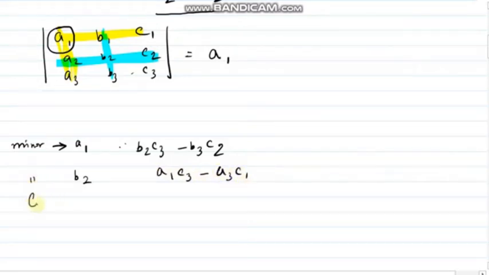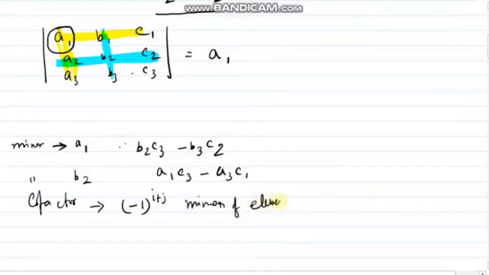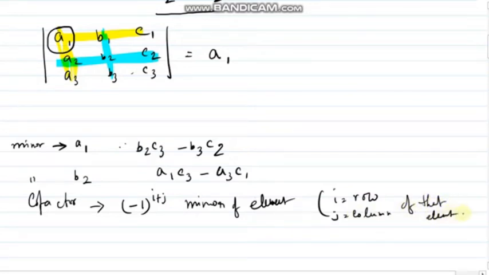Now what is the difference between minor and cofactor? The cofactor will be minus 1 whole to the power i plus j into the minor of that element, where i equals the row and j equals the column position of that element. So for the first one, in a 3 by 3 determinant, it will be first row, first column, right? So it will be minus 1 whole to the power 1 plus 1.